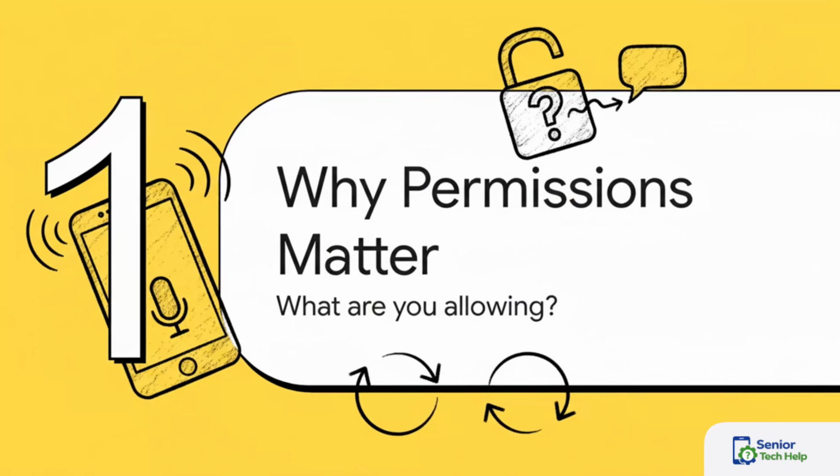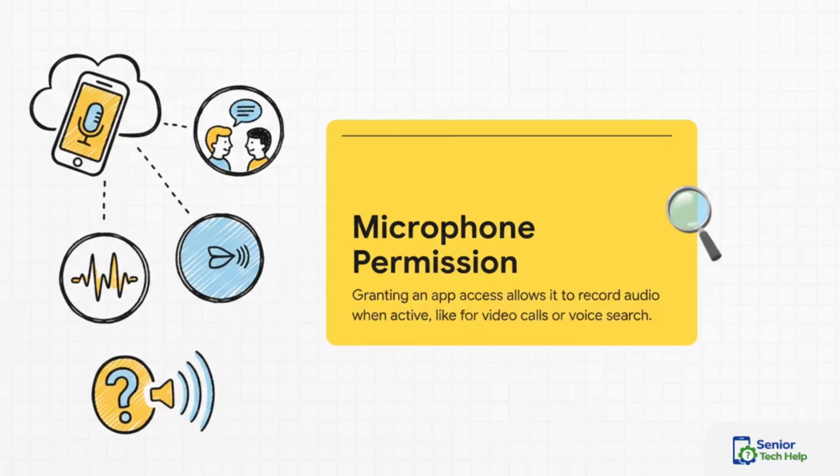So, let's talk about what these permissions actually mean. When an app asks to use your microphone, what are you really saying yes to? It's a great question. All it means is that you're allowing that app to hear you when you're actually using it for something that needs sound. Like when you make a video call to family or dictate a text message instead of typing it, the app needs the microphone to do those jobs for you.